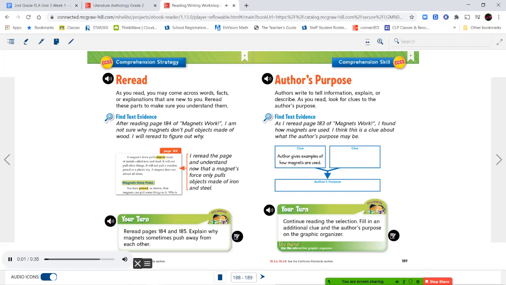Author's purpose. Authors write to tell information, explain, or describe. As you read, look for clues to the author's purpose. Find text evidence. As I reread page 183 of Magnet's work, I found how magnets are used. I think this is a clue about what the author's purpose may be. Graphic organizer. Clue. Author gives examples of how magnets are used.